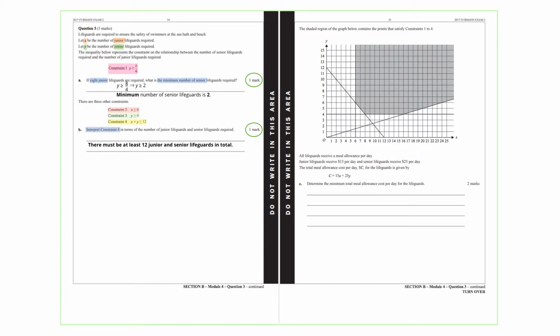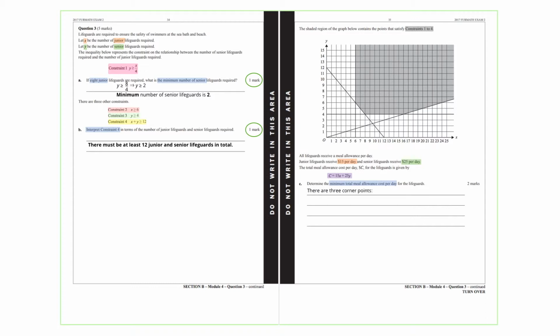The shaded region of the graph below contains the points that satisfy constraints 1 to 4. All lifeguards receive a meal allowance per day. Junior lifeguards receive $15 per day and senior lifeguards receive $25 per day. The total meal allowance cost per day for the lifeguards is given by C equals 15x plus 25y. Part C. Determine the minimum total meal allowance cost per day for the lifeguards.